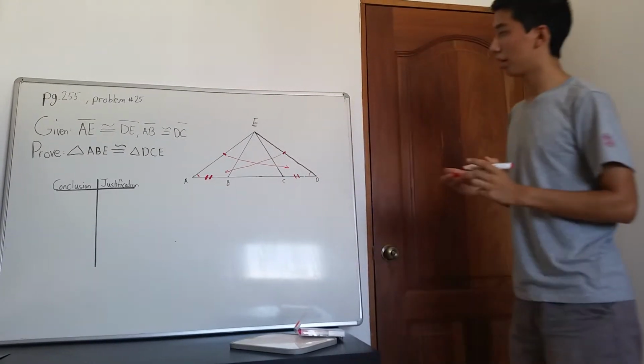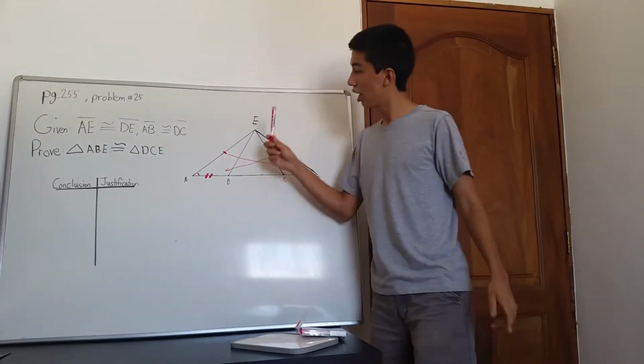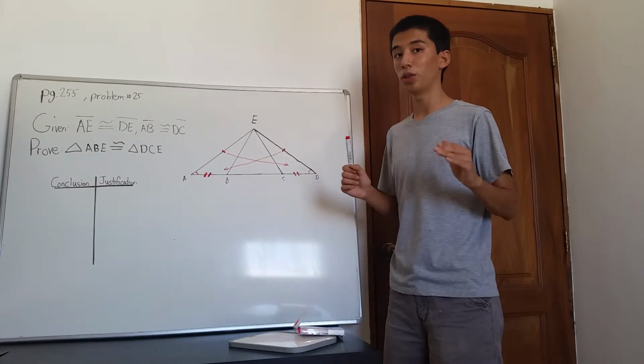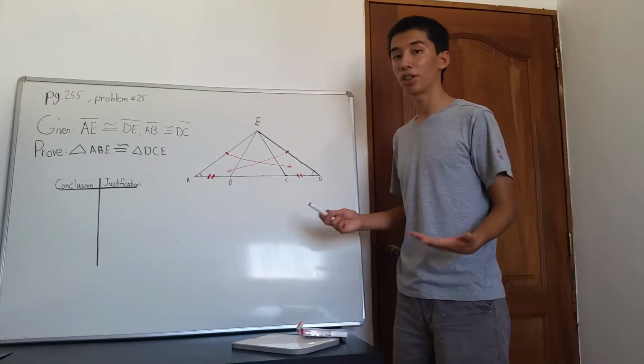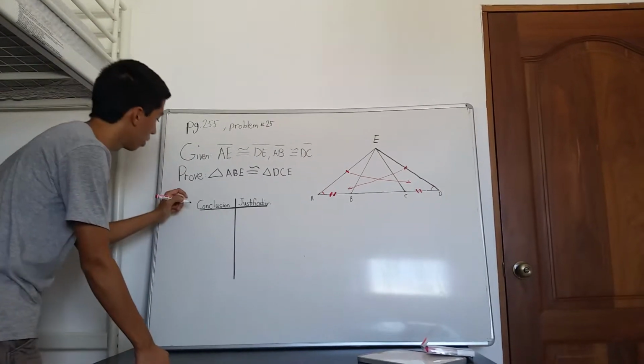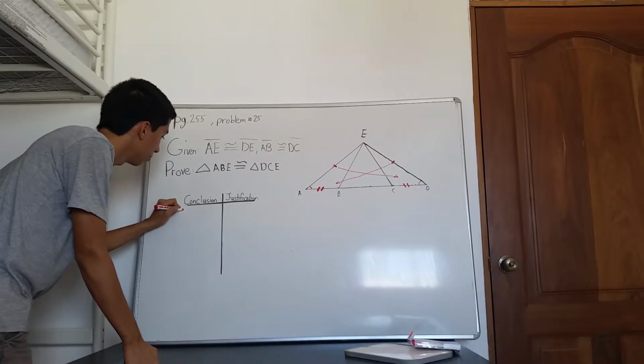And then what I can automatically see is now I have a side, angle, side. Side, angle, side. So I've proven it. So now we just have to write it out to make sure that we got it right. So let me do that over here. Okay, so conclude. You have to say what's given always. AE.